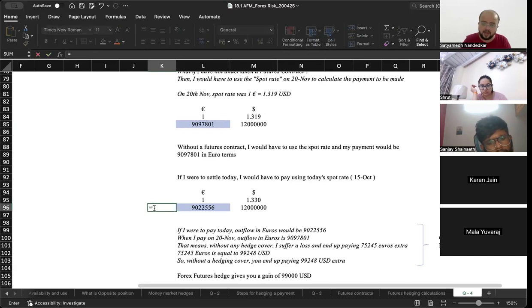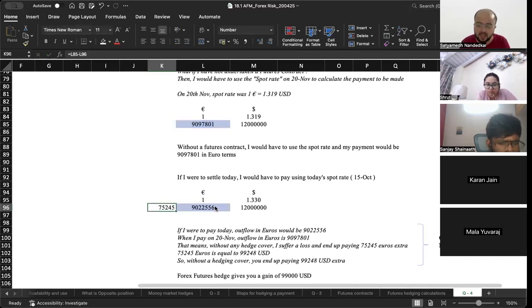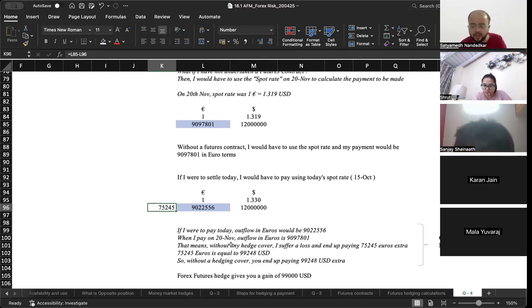Without any hedge cover, I suffer a loss and end up paying how much more? Had I paid today, I would have paid 9022. I wait for some months and I end up paying 9097. So I end up paying 75,245 euros extra if I wait. Now 75,245 euros is equal to how many dollars? It is equal to 99,248 dollars.